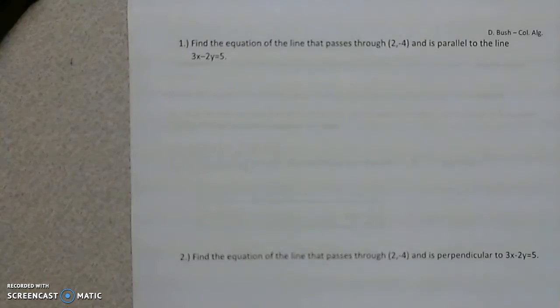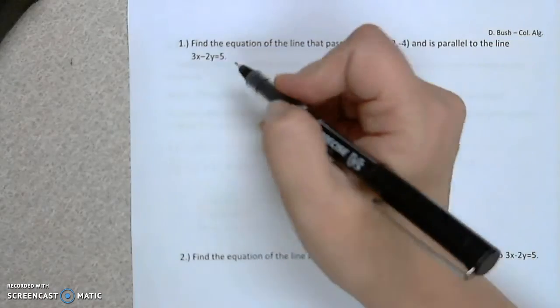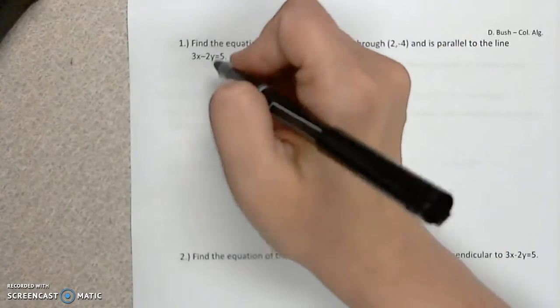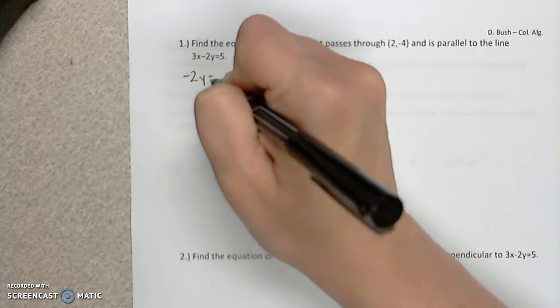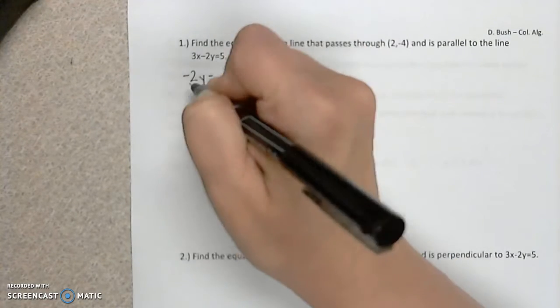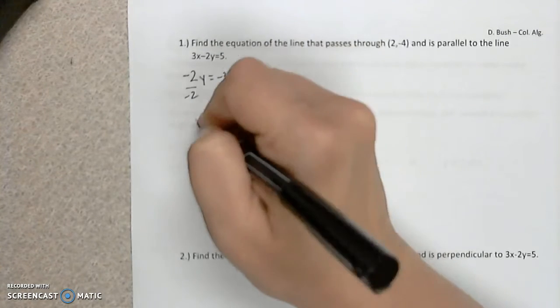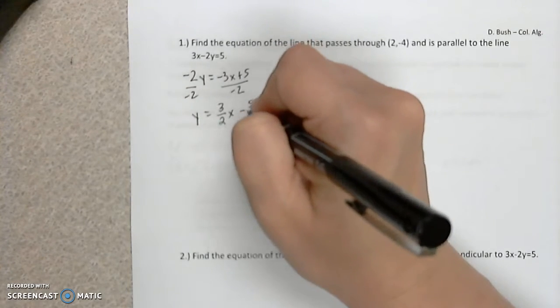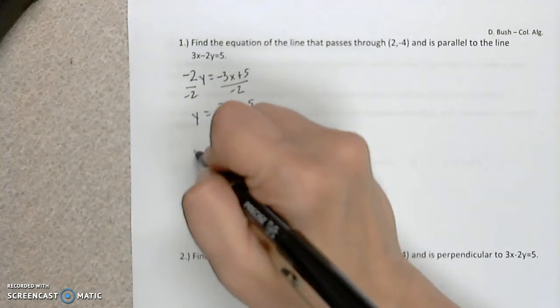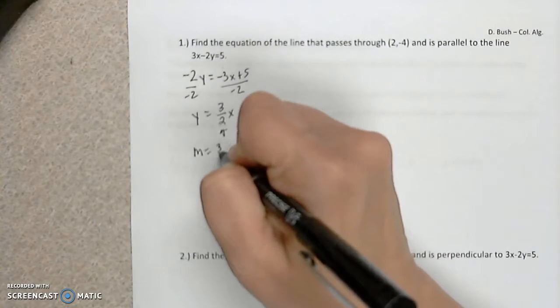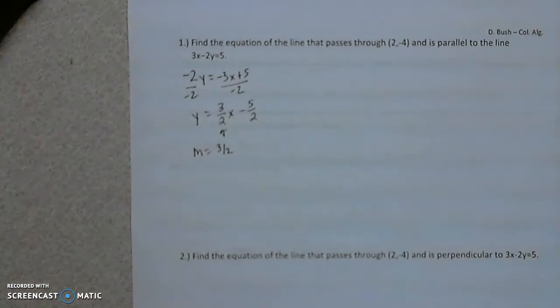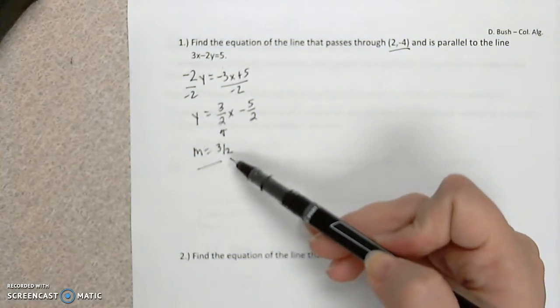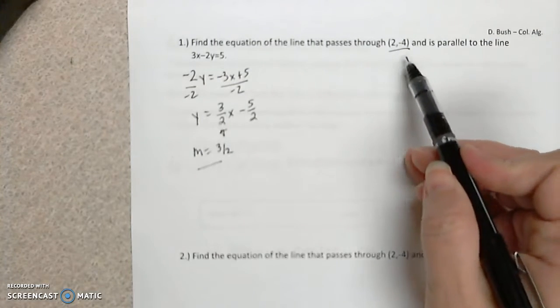So I'm going to rewrite this in slope-intercept form so I can easily get the slope from the equation. I'm going to say negative 2y equals negative 3x plus 5. Divide everything by negative 2, and I'll have y equals 3/2 x minus 5/2. All I need from this equation is the slope, which is 3/2. Now I have a slope and I have a point. I'm writing the equation of a line that's parallel to this one, so I'm going to use this exact same slope and this point.